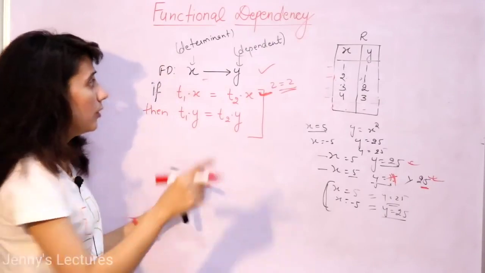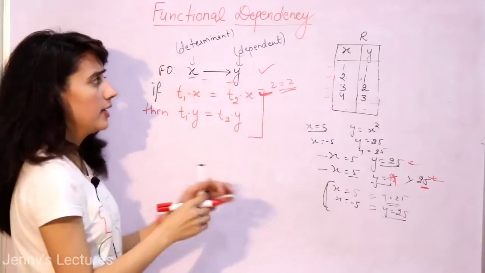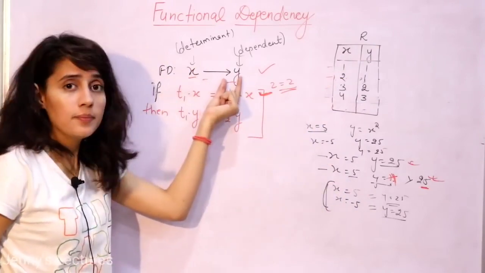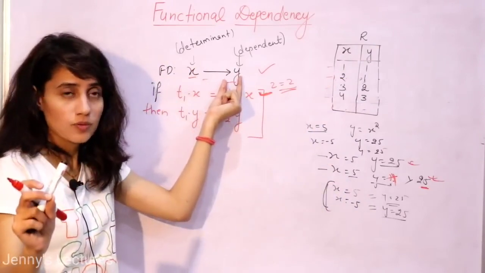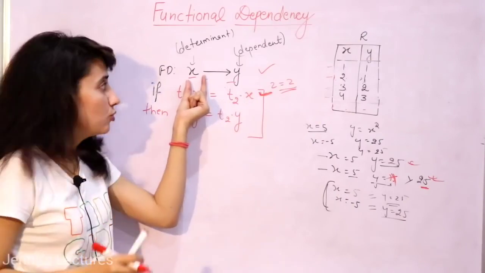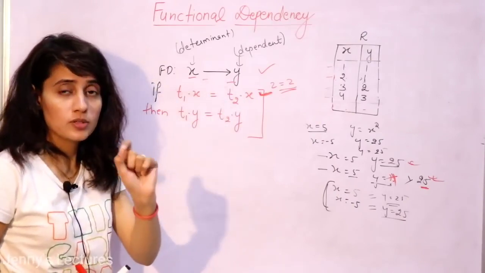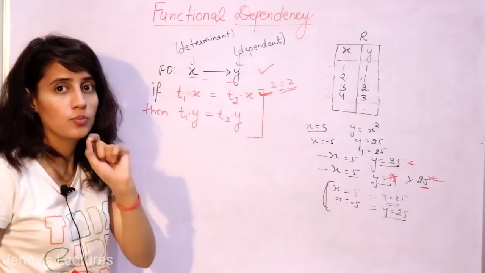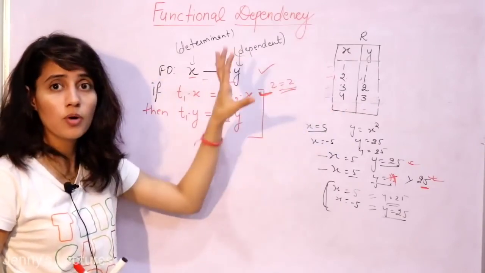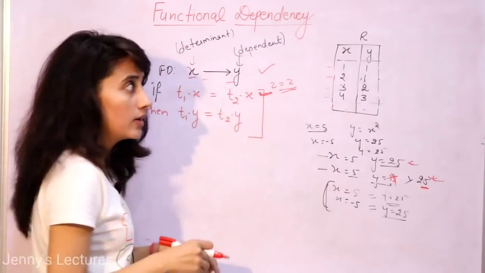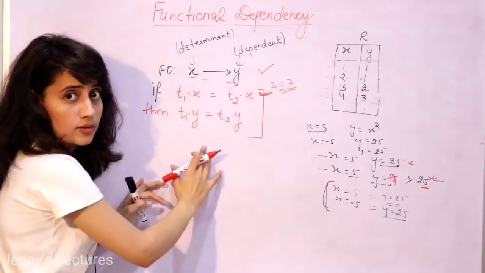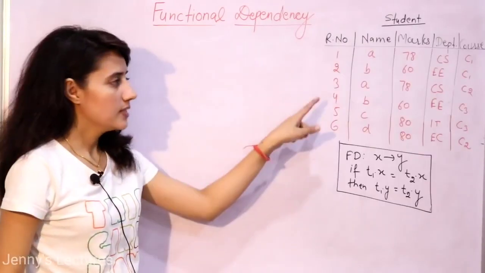Now one more point: here I am taking x and y as only one attribute each, but x and y can be sets of attributes. There can be one attribute, two, three, four, five, right? So these are sets of attributes. This is a very important concept, a very important point, right? Now let us discuss functional dependency with the help of a proper example. I am taking a proper relation. I hope you got what functional dependency is. Fine. Now let us take this relation.